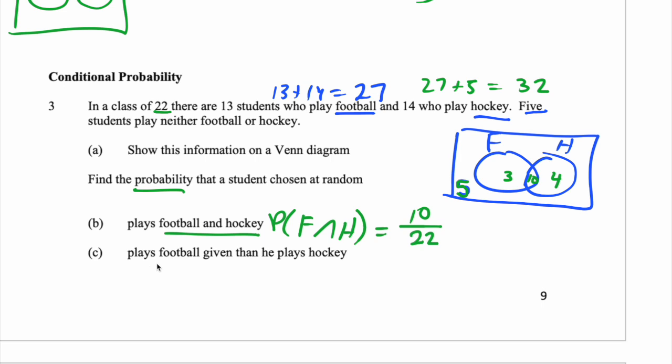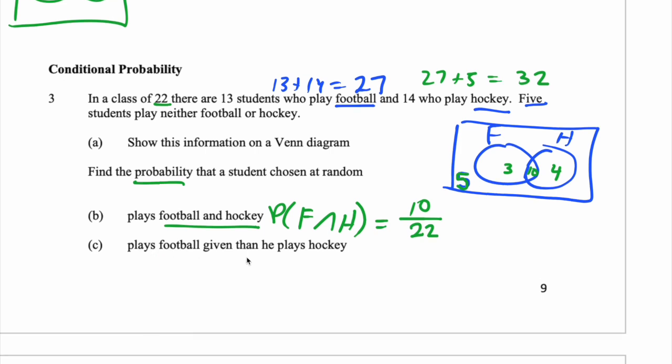Okay, now part C. Plays football given they play hockey, so probability football given hockey. Now you can use the formula in the formula booklet, but I'm going to do it logically first and then show how it's equal to the formula in the formula booklet. So if it's given that they play hockey, you're only looking at the hockey players. So there's 14 of them, that's why the denominator is 14. And out of those 14, 10 also play football.